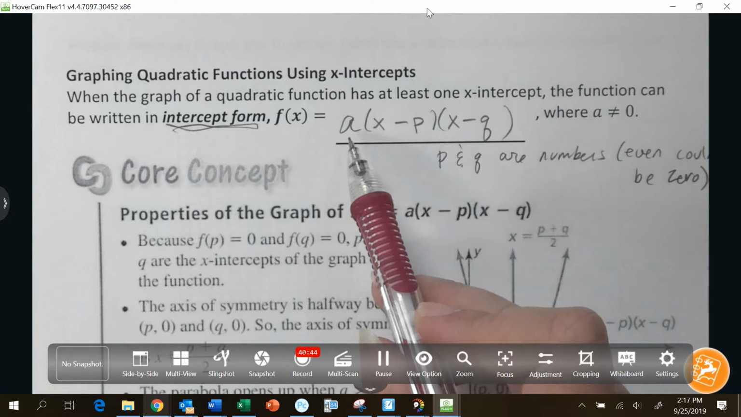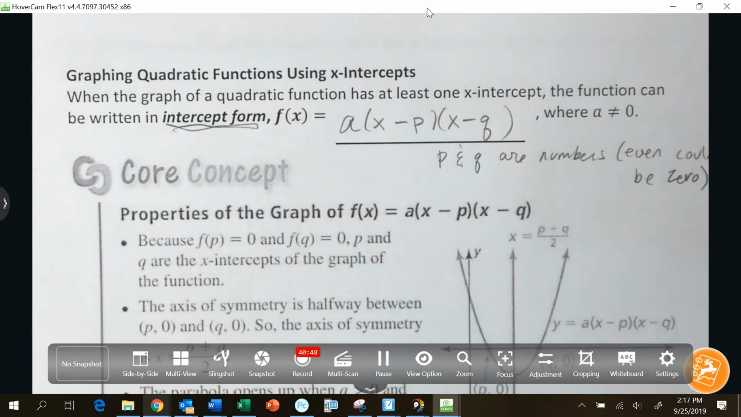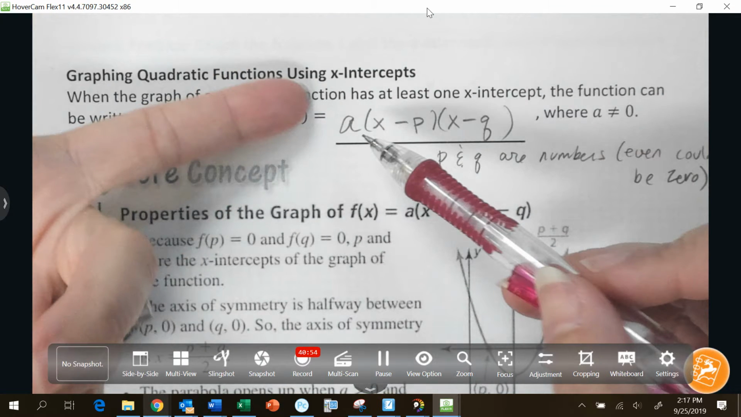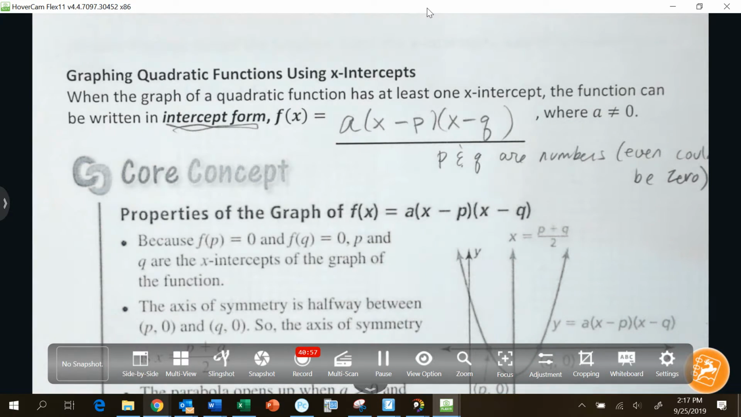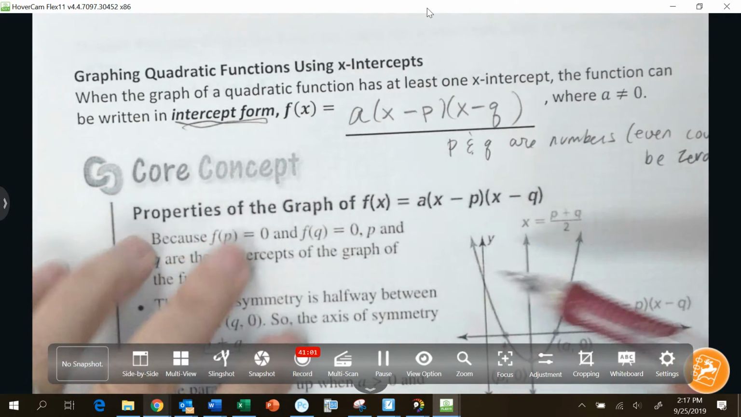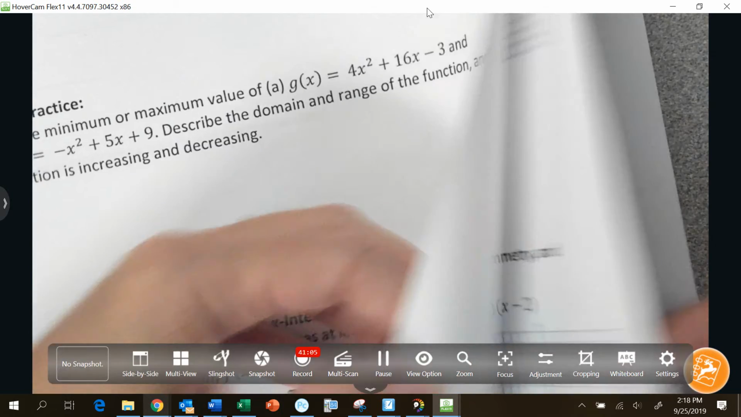What does it tell us? No vertical stretch or shrink, or if there's a reflection in the x-axis. It's going to be the same for this too. So if a is a negative number, you know it's going face down. It's all the same. And I'm going to go through these concepts as we do the example, but they're written down if you need to go back and look at them.